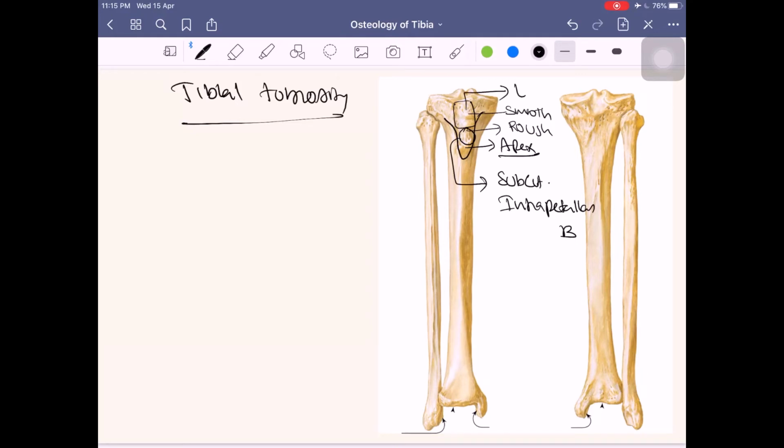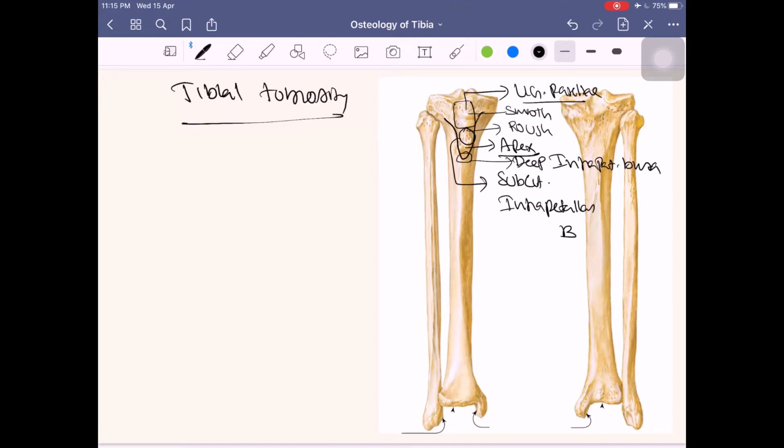And the upper smooth part will give attachment to your ligamentum patellae. We have seen that in the femur, also called the patellar ligament. Now the rough area of the apex gives rise, deeper to this part, to another bursa. This we call the deep infrapatellar bursa.